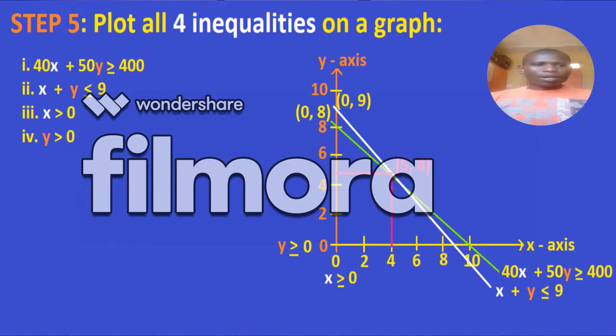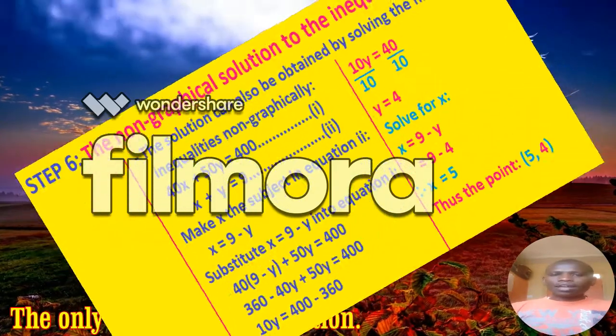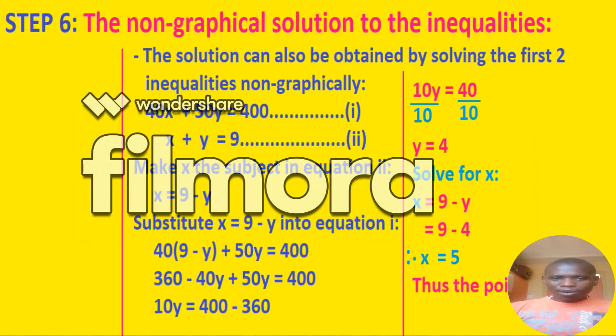As you can see, you will notice that the line graphs of the first two inequalities intersect at (5, 4). So the coordinate (5, 4) defines the point of intersection for the inequalities, and this is the point of solution. This is what we call the feasible point. Now the feasible point is at coordinate (5, 4). Let's proceed to step 6, and we see another alternative way of getting the feasible point.